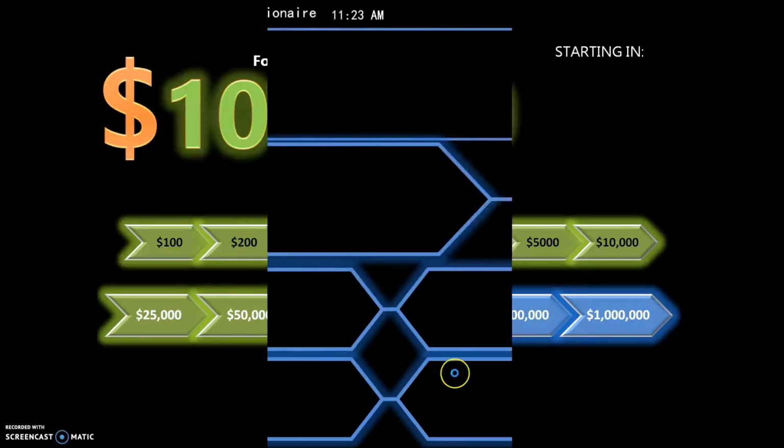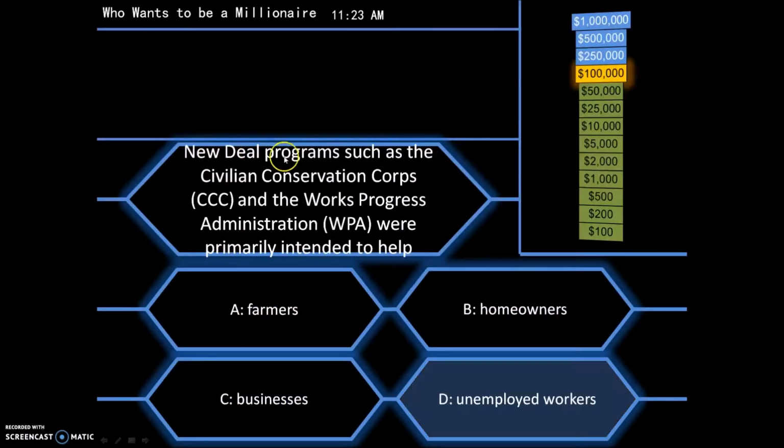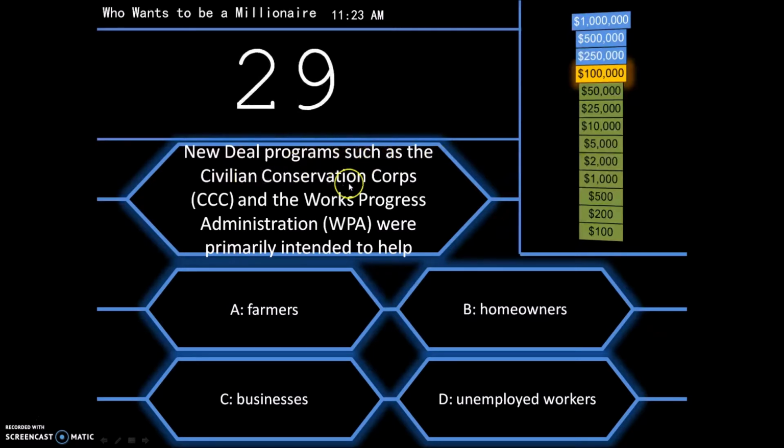Next question worth $10,000. New Deal programs such as the Civilian Conservation Corps, or CCC, and the Works Progress Administration, WPA, were primarily intended to help A. Bankers? B. Homeowners, C. Businesses, or D. Unemployed workers? And of course, this is a New Deal program. One of the R's of FDR was relief. So this one should go to D. Unemployed workers.